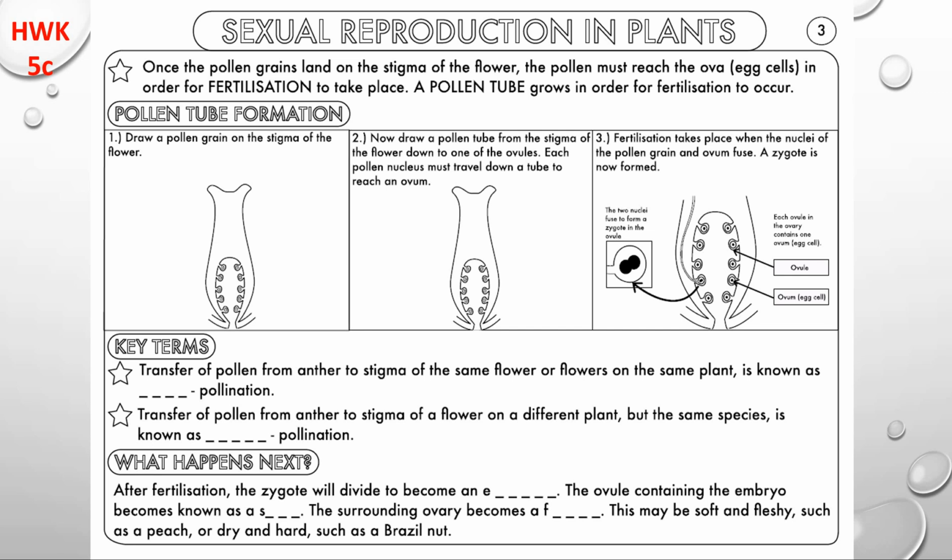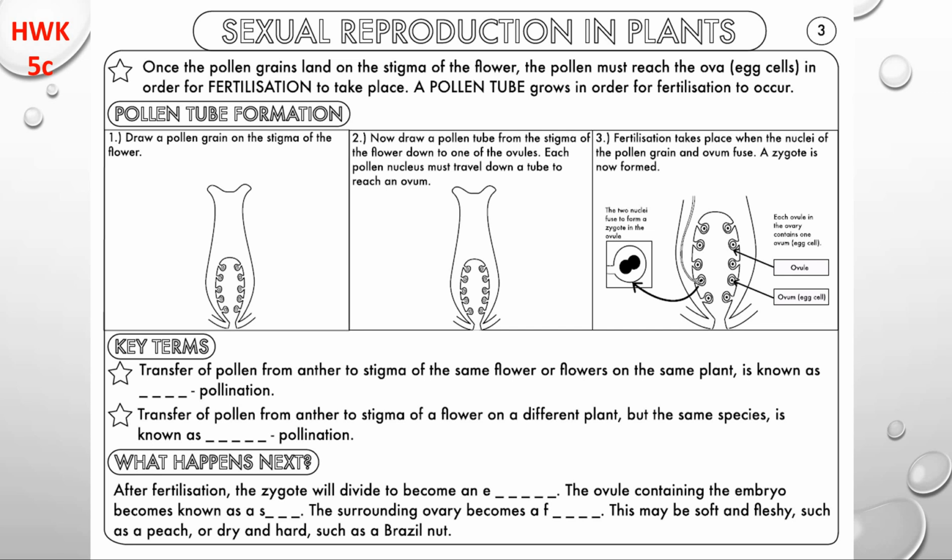So at this point, I'm going to set the homework for this week. I know it's kind of in the middle of the lesson, but it's appropriate because it comes at this particular point. So over the page on page 55, you have got another sheet. So I made these homeworks a series of homeworks, 5A, B and C. So this is the end of the 5C one. And it tells us once the pollen grain lands on the stigma, the pollen must reach the ova or egg cells in order for fertilization to take place. A pollen tube grows in order for fertilization to occur.